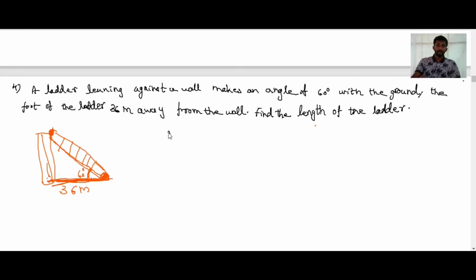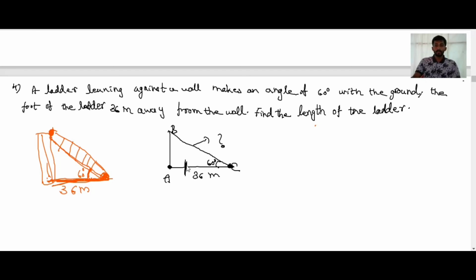So draw the triangle. Here wall is there. I'm naming it as AB, be the wall. Okay. Then see, this is the ground. Then BC be the ladder. Then see that the ladder makes 60 degree with respect to the ground. Foot of the ladder is C. From the wall to the foot of the ladder, distance is equal to 36 meter is given. Okay. Any other data is given? No. You need to calculate the length of the ladder equal to how much? BC is equal to how much? That you need to calculate, right?